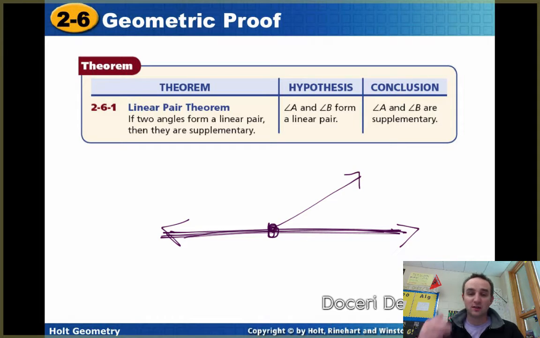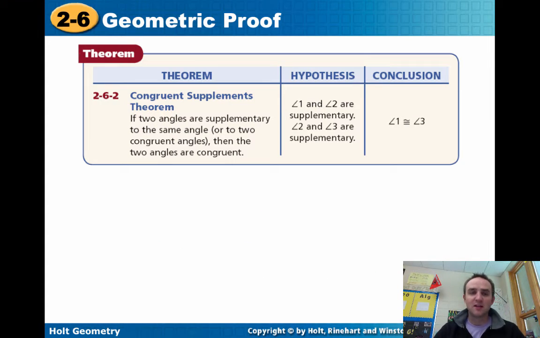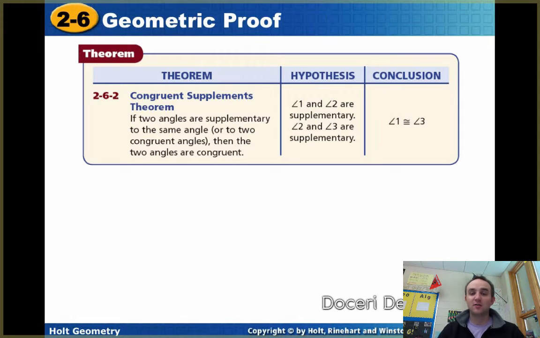We could use the linear pair theorem. Anytime we see a figure like this with angle 1 and angle 2, which form a linear pair, we can now say that angle 1 and angle 2 are supplementary because of the linear pair theorem, which would be our justification. Next one is congruent supplements. If two angles are supplementary to the same angle or to two congruent angles, then the two angles are congruent.